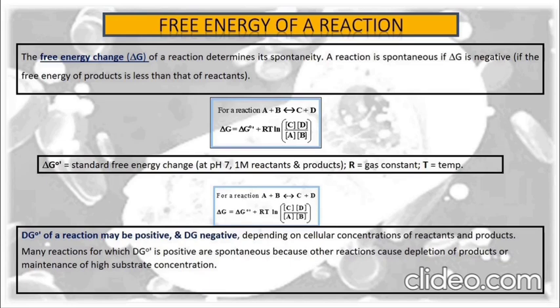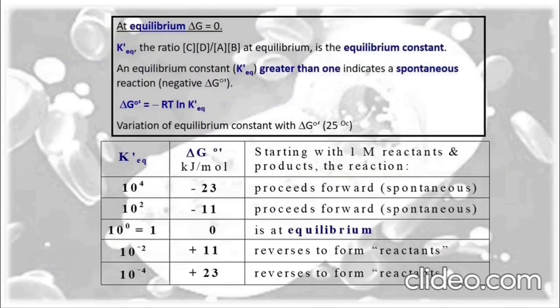Many reactions for which the delta G is positive are spontaneous because other reactions cause depletion of the products and maintenance of high substrate concentration. At equilibrium, delta G is 0. So the equilibrium constant, that is K, also becomes constant, and usually the parameters used are temperature 25 degrees centigrade at pH 7. So these are the different values of the equilibrium constant with respect to the delta G at various spontaneity.